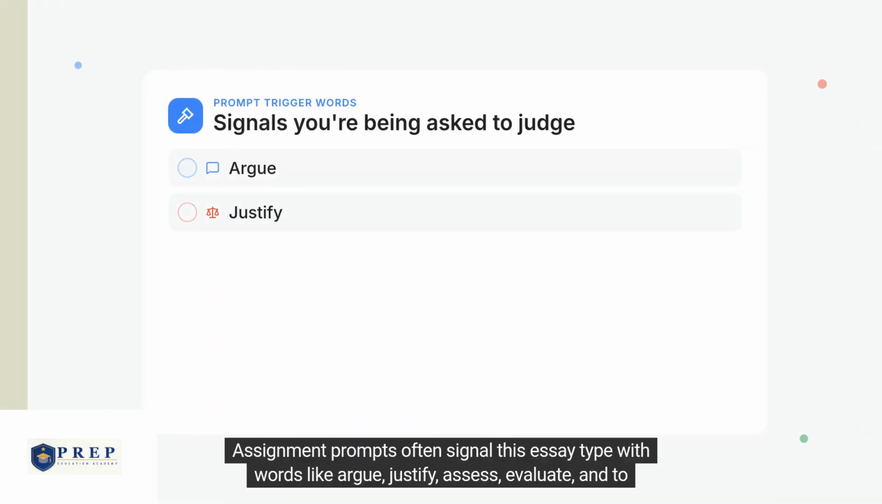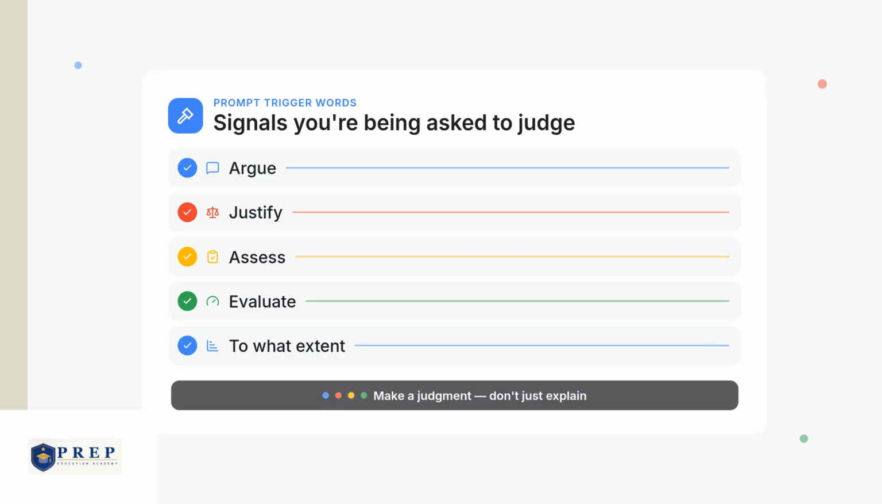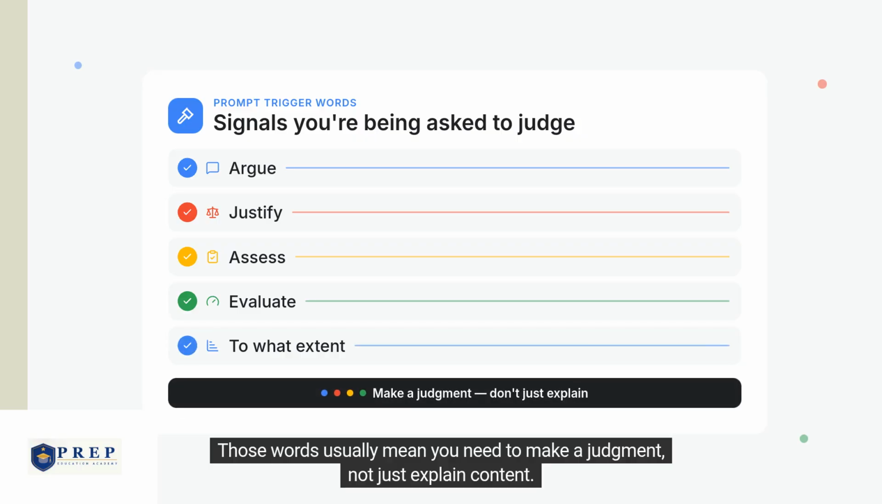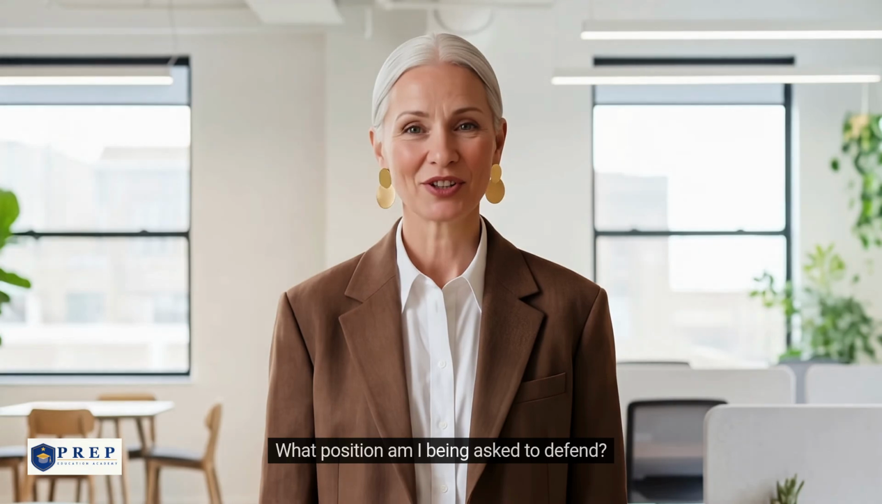Assignment prompts often signal this essay type with words like argue, justify, assess, evaluate, and to what extent. Those words usually mean you need to make a judgment, not just explain content. So when you see those signals, ask yourself one question right away. What position am I being asked to defend?